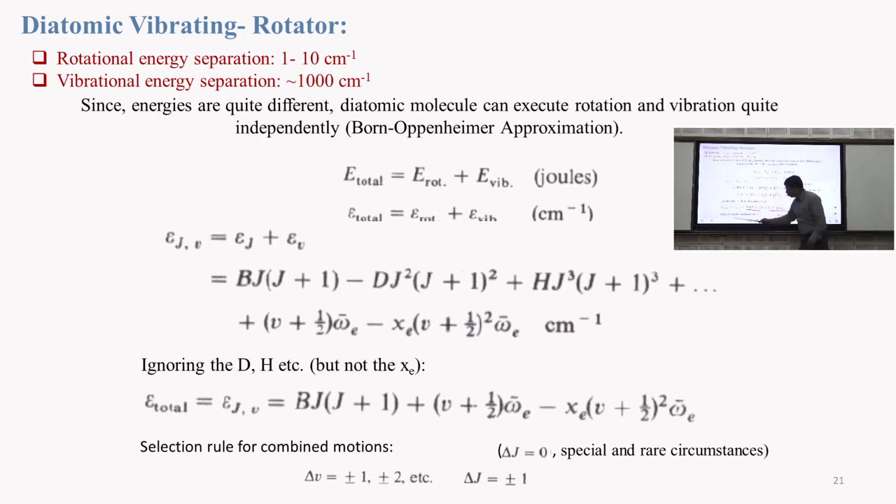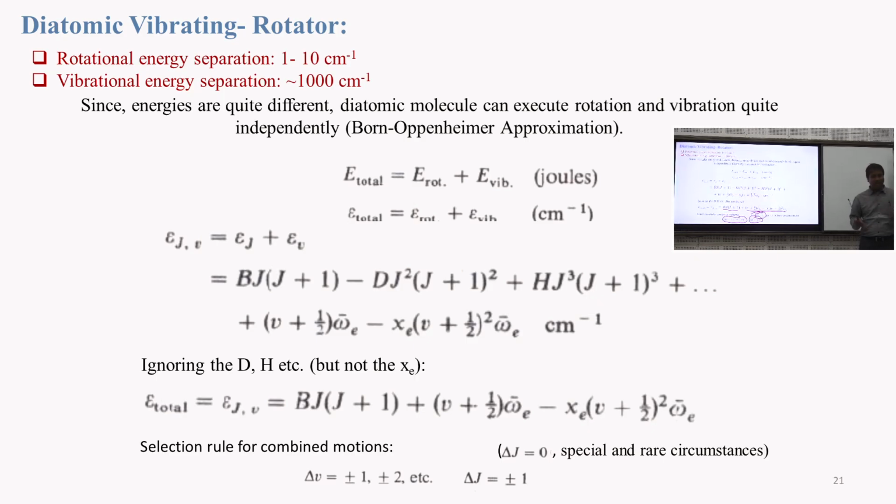So the selection rule will be this combination of the vibrational one and the rotational one. And there is one rule that delta J equals 0 means that there is a change of the vibrational quantum number, but there is no change in the rotational quantum number. That is a very rare case. Only a few systems have these selection rules. Otherwise, it is the normal selection rule.